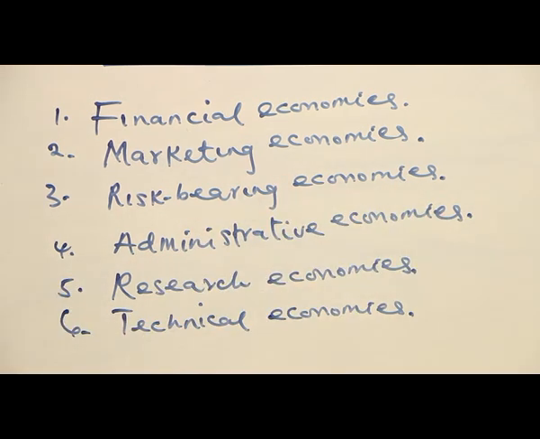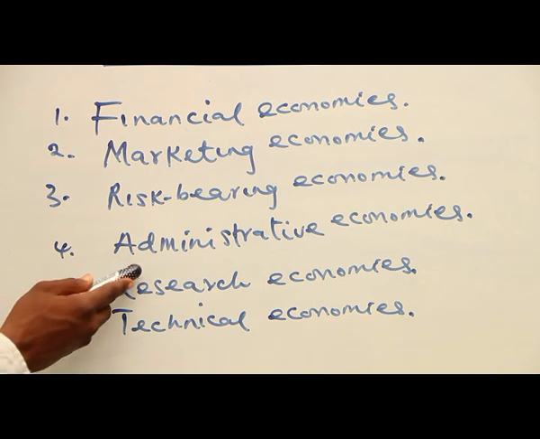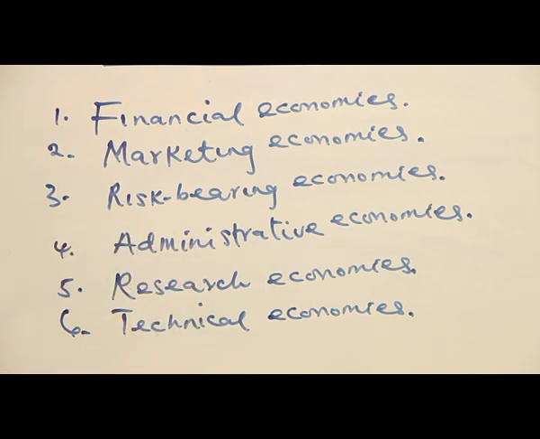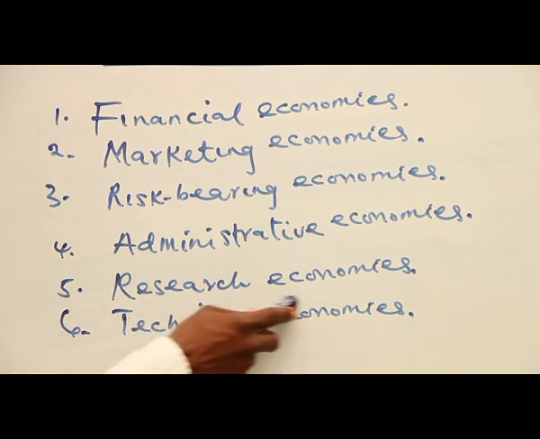But if a firm cannot employ competent, skillful people to handle the strategic areas of the organization, then the firm will find it difficult to move forward, and they may experience what we call administrative diseconomies. That is, there will be a lack of efficiency in that firm. Because of what? Because they fail to have competent and skillful people that can handle the strategic departments or areas of the organization. Number 5, research economies.